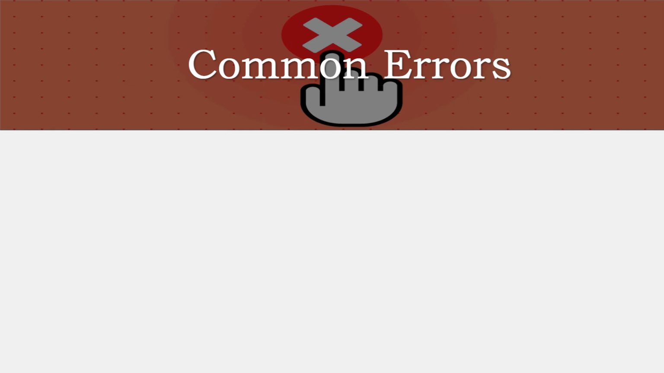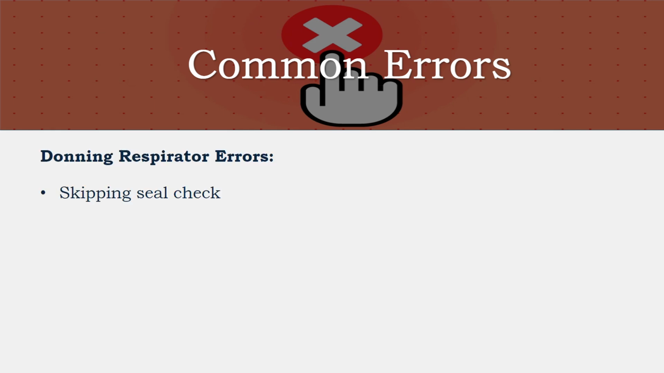Improper donning and obtaining a proper seal can render the respirator ineffective and lead to the wearer being exposed to respiratory hazards. The common errors in respirator donning include skipping the user seal check. This is the most common error, which involves not performing the negative pressure test, inhale to collapse the respirator, and positive pressure test, exhale to feel for leaks to confirm a proper seal.